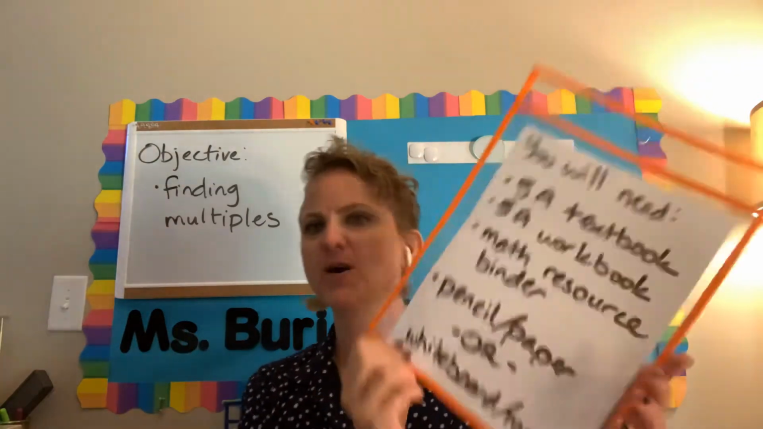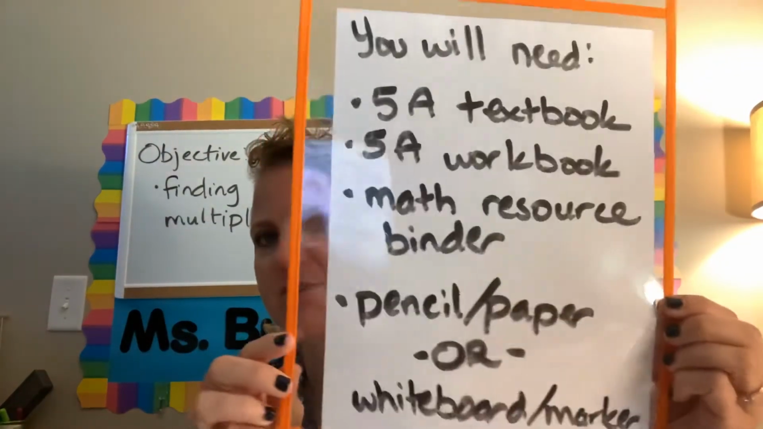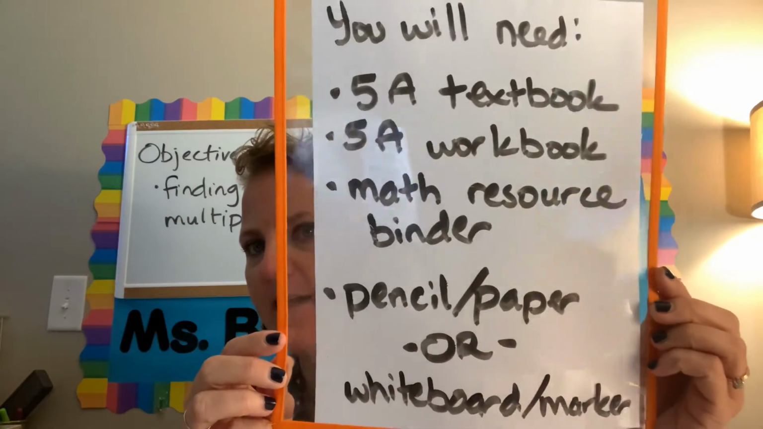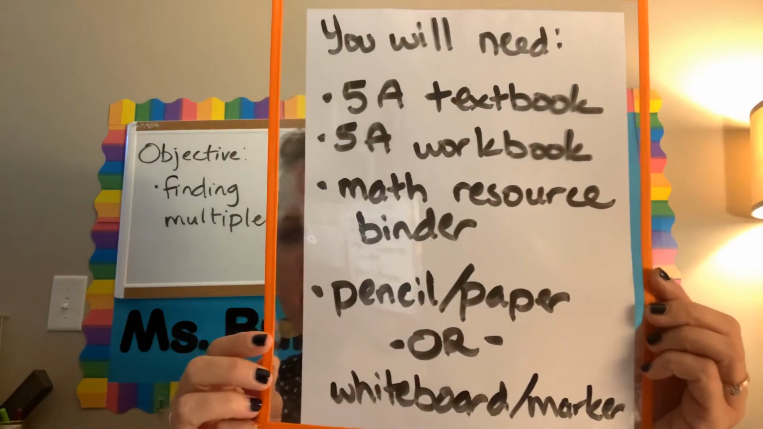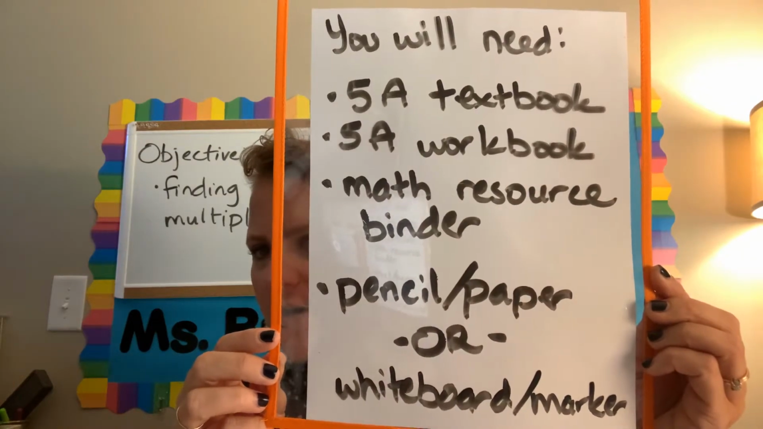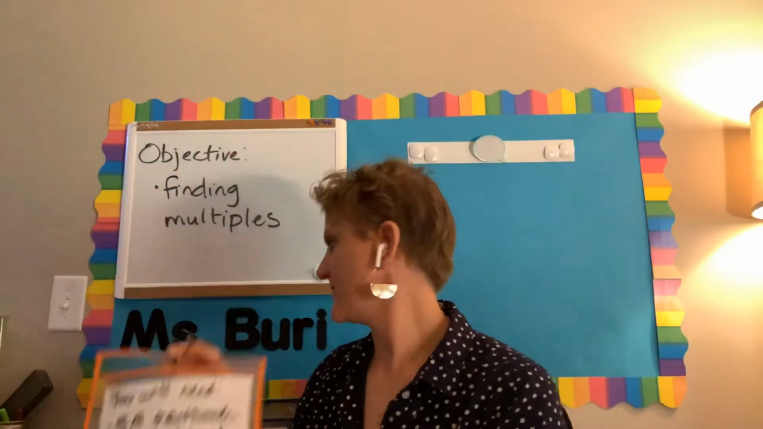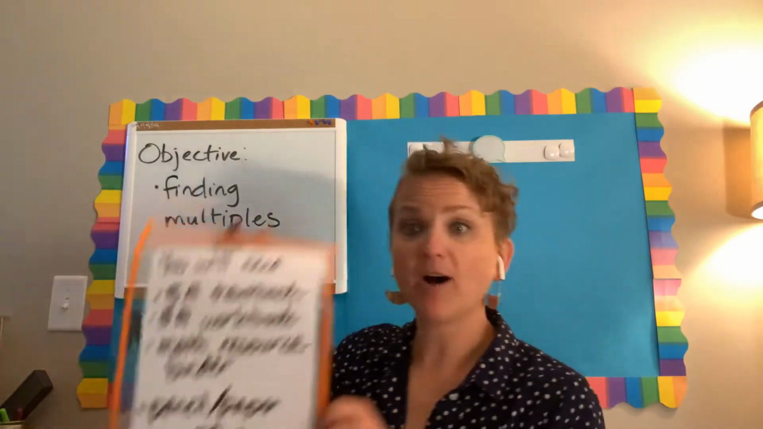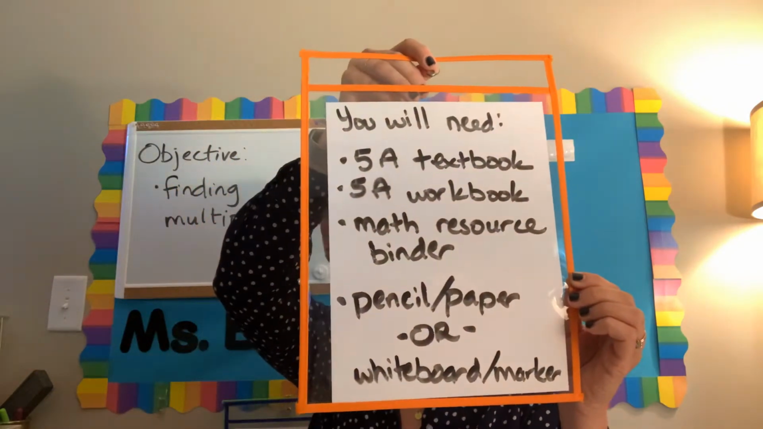As with days before, we have our same materials. You will need your 5A textbook, 5A workbook, your math resource binder, pencil and paper, or a whiteboard and a marker. And definitely you'll need a pencil one way or another because eventually we're going to be working together. So again, pause if you need to go get these things.